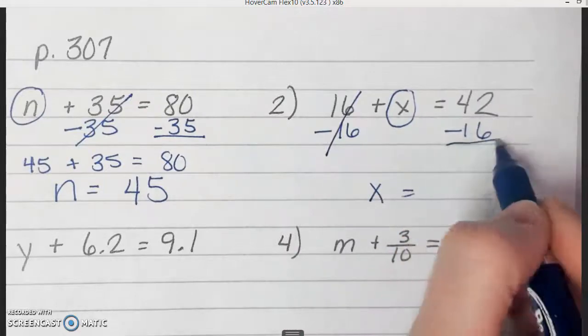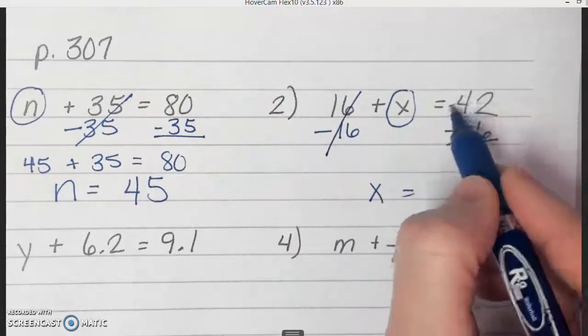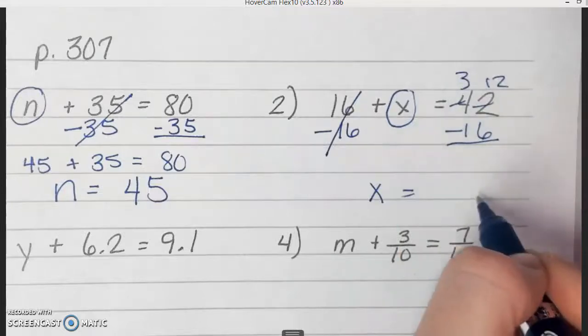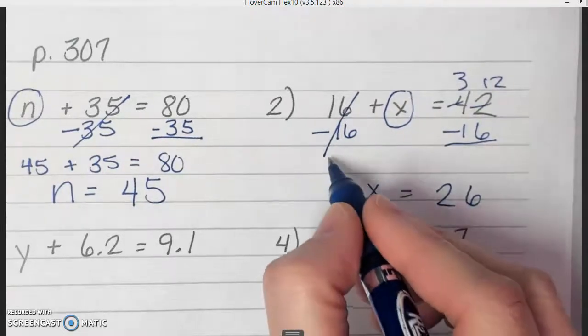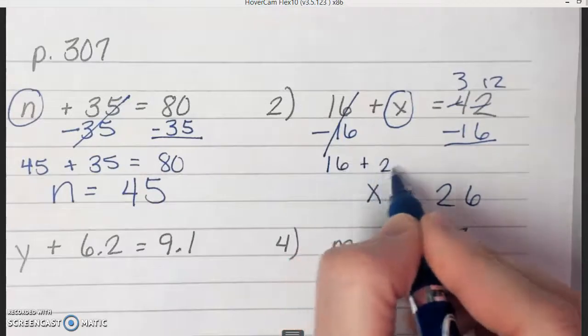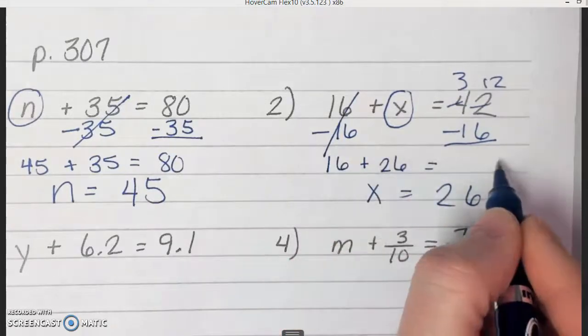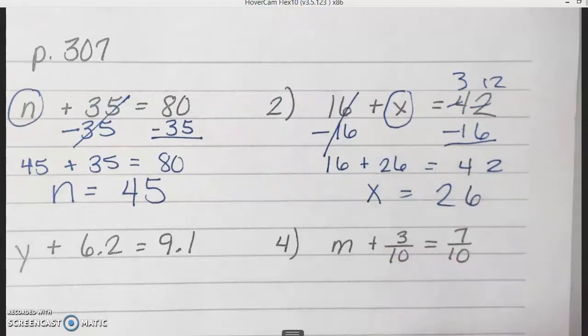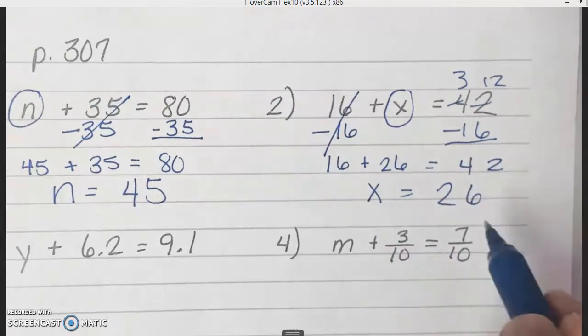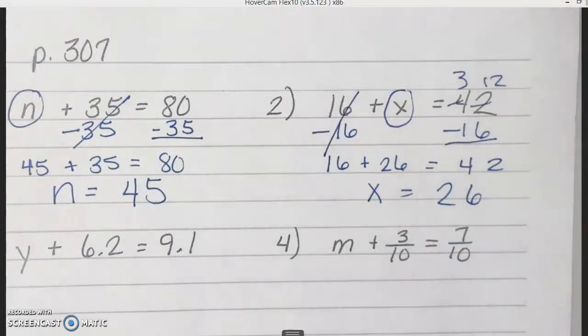And 42 minus 16. Just go ahead and do the math up there. And we get 26 for x. So to check it, 16 plus 26 would give me 42. So it works. Make sure that you are writing this down. You should have room in your book to write that down on number 2.